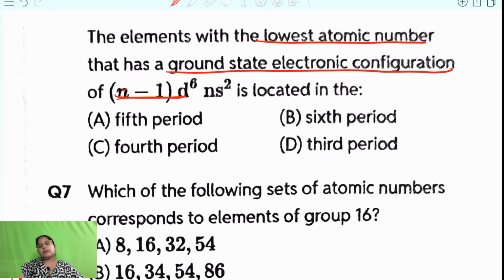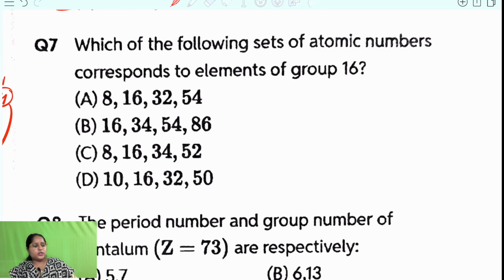So can you please tell me, in which period do we introduce the d block? Fourth period. Okay? Where is fourth period? C option. Question number 7.